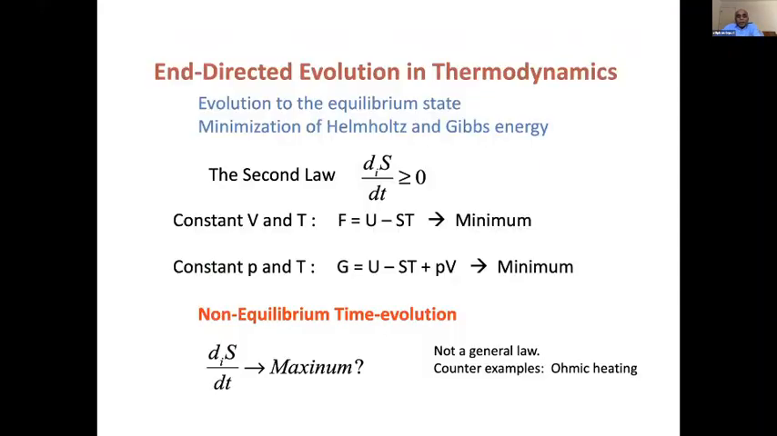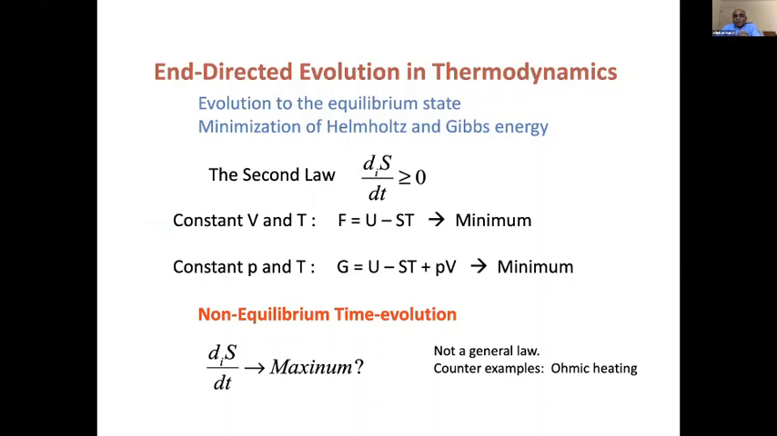And I want to conclude by making a few comments. End-directedness in thermodynamics is not new. In fact, most of thermodynamics, classical and modern, is end-directed. Classical thermodynamics says an isolated system will reach its state of maximum entropy. It doesn't tell you how, but we know it's going to get there.